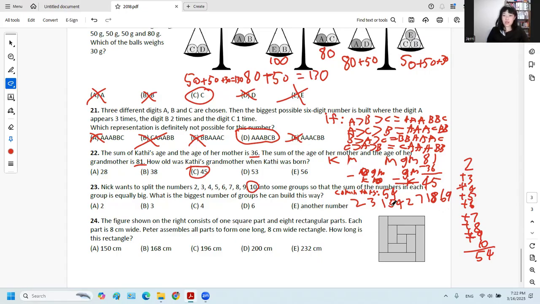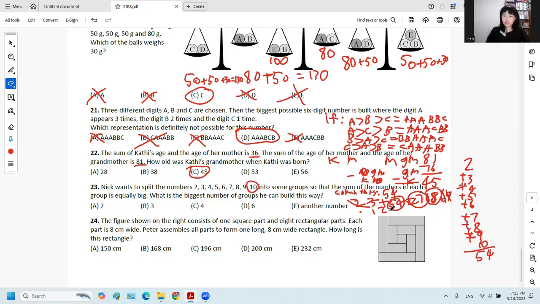So right now, since there is the number 10 in it, the group sum has to be larger than 10. So 18, 27, and 54 will be allowed. So right now we're going to try using 18 because it's the smallest number, so that we can get larger groups.